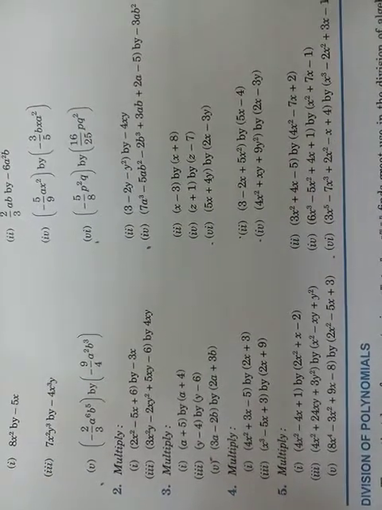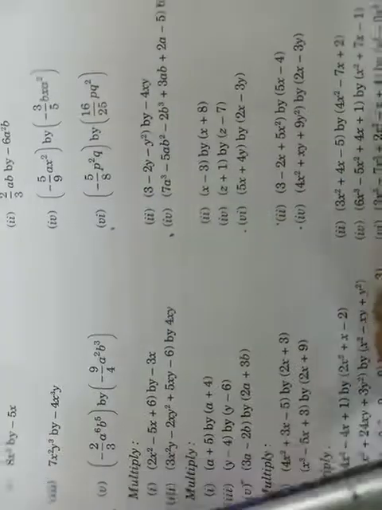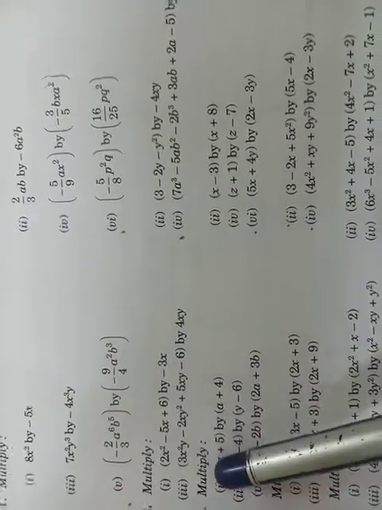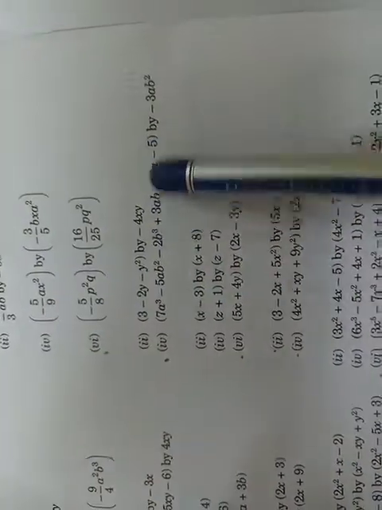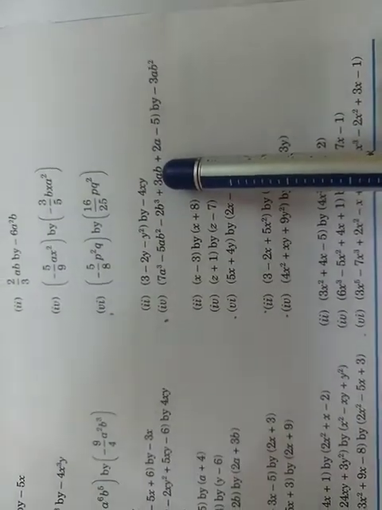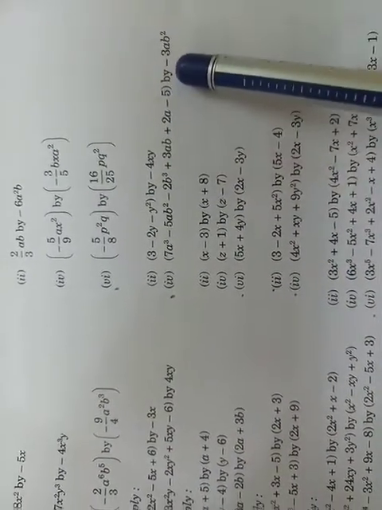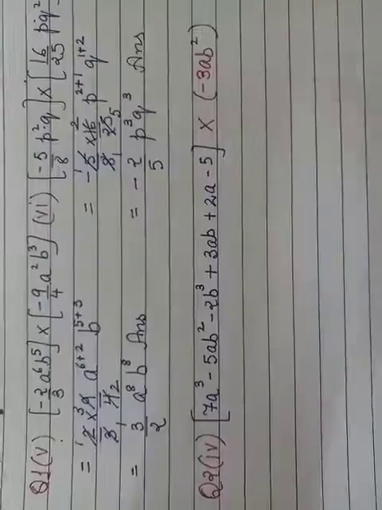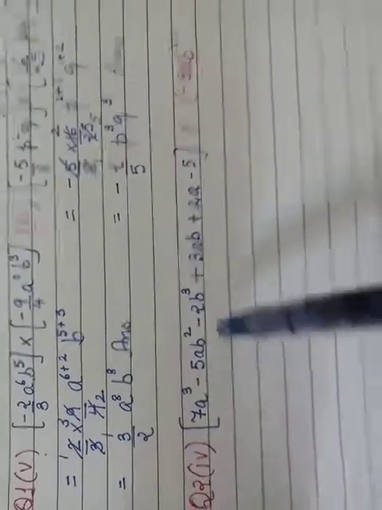Now students, we come to question number 2. They are saying multiply. See, each algebraic expression is multiplied by one monomial. This expression is also multiplied by a monomial. So here we are multiplying an algebraic expression, that is a multinomial, by a monomial. Let's see how we multiply. Question number 2, fourth part I am doing for you.